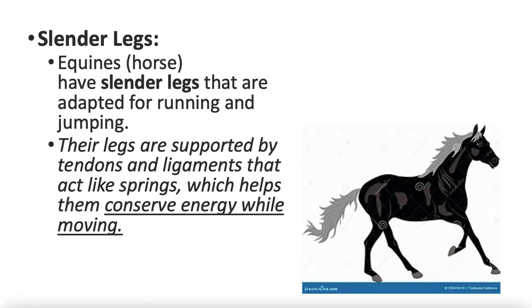So because of this spring-like activity of the tendons and ligaments in the cylindrical legs of the horse, it is capable of running faster as well as jumping.